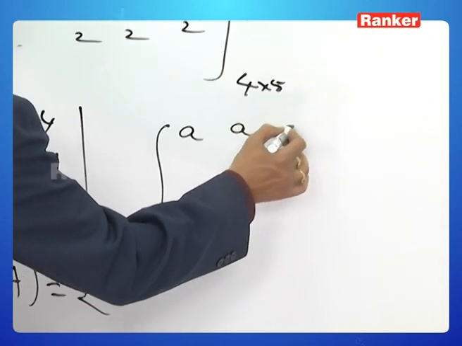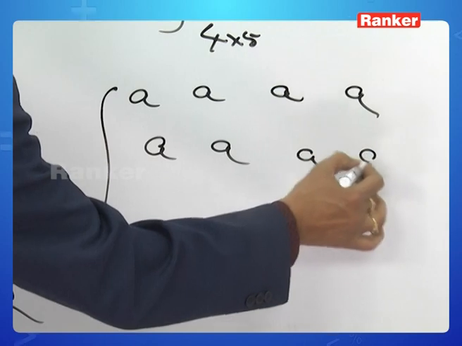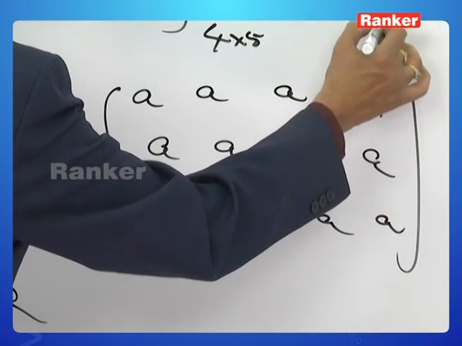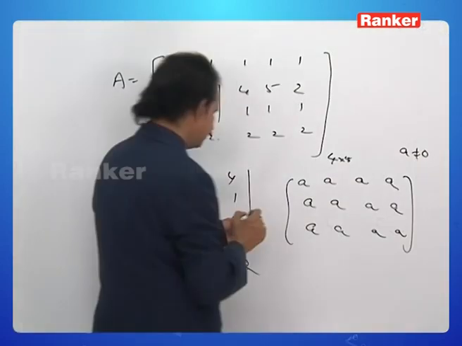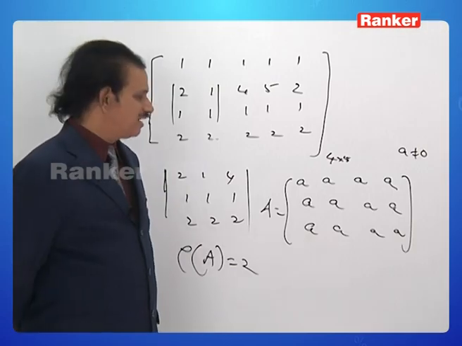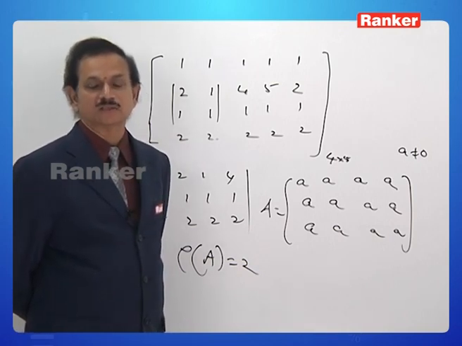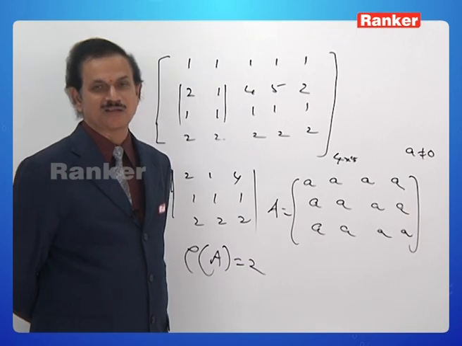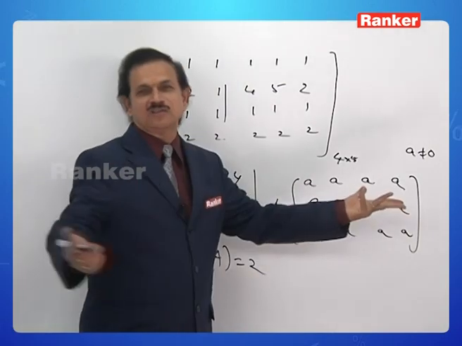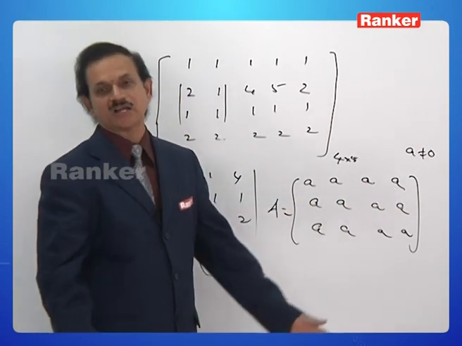Well, my dear, you consider this example. A, and a not equal to 0. What is the rank of this matrix? Every 3 by 3 minor is 0, because all the elements are a's. Any 2 rows are equal, any 2 columns are equal. Every 3 by 3 minor is 0. Every 2 by 2 minor is also 0. I'm very sorry, we cannot say rank of A is 3. We cannot say rank of A is 2.